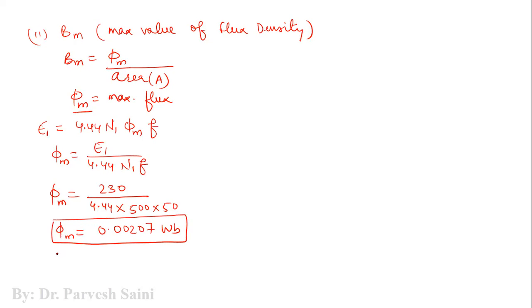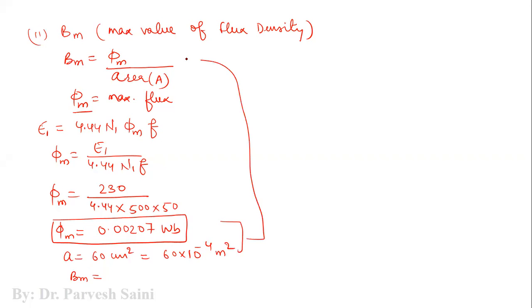Now the value of area of cross section is also given to us. Area of cross section A is given as 60 centimeters square. So it is equal to 60 into 10 raised to the power minus 4 meter square. Now the value of Bm will be equal to, if we substitute both these values in this formula, Bm is equal to 0.00207 divided by 60 into 10 raised to the power minus 4.